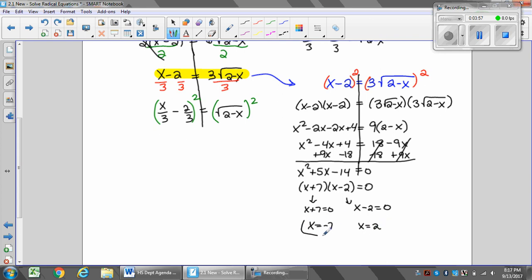Now, think back to our bell ringer this morning when I asked you about the domain restrictions of even and odd roots. This is a square root. There's a little invisible 2. So we do need to check our domain restriction. So we need to check for extraneous solutions. Check for extraneous solutions. That spells check, by the way, C-H-E-C-K.